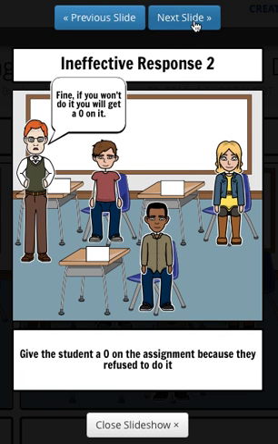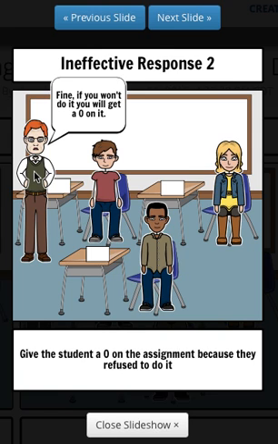Moving on to the second possible response, the teacher gets mad again, which is not good, and tells the student that if he does not want to do the assignment, then he will get a 0 on it. So he takes the student's assignment, gives him a 0. This is also not a good response because, again, the teacher gets mad. He does not show the student respect, which damages that relationship. The student then does not want to give the teacher respect back.